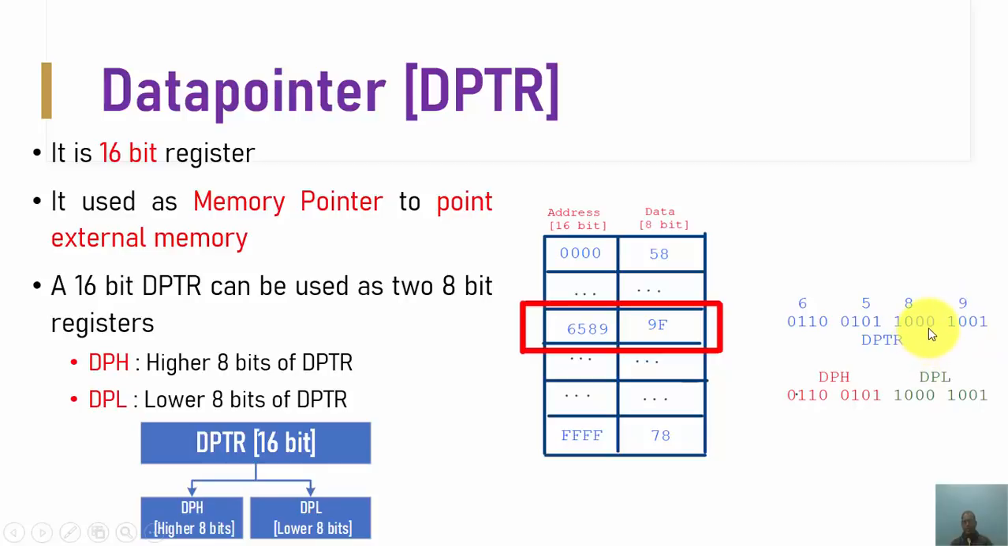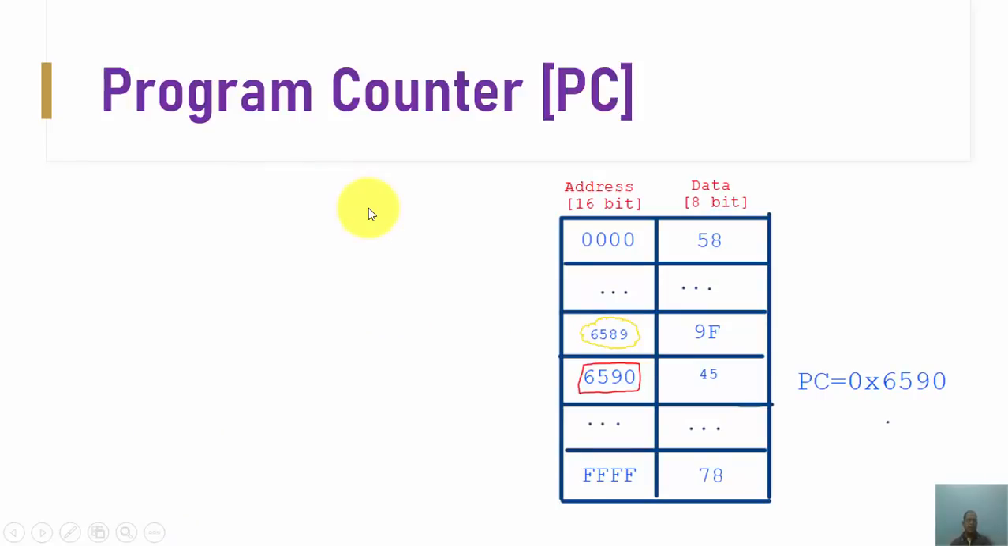That means the content of DPTR are 1001, that is 9, 0001, that is 8, 0101, that is 5, and 0110, that is 6. So in this way, the content of DPTR are 6589, out of which the DPL is going to hold the 89, that is the lower 8 bits, and the DPH is going to hold the higher 8 bits. So in this way, we can access an external memory with the help of this data pointer.